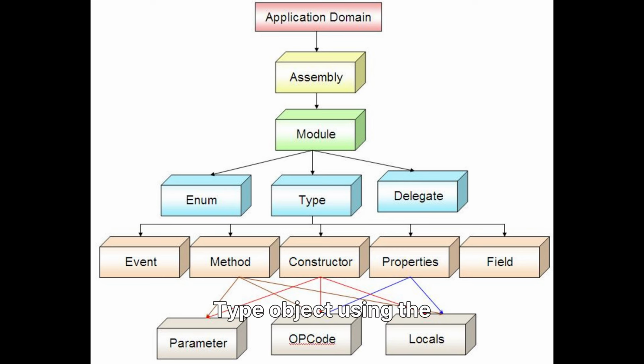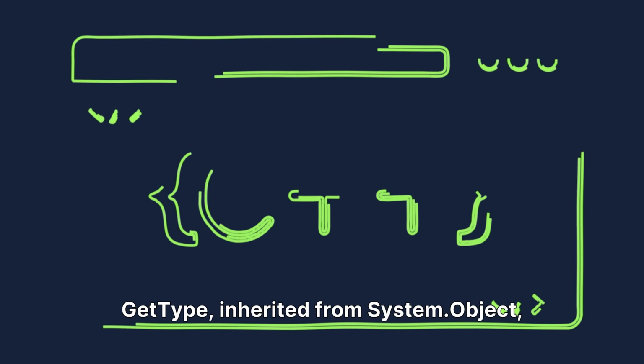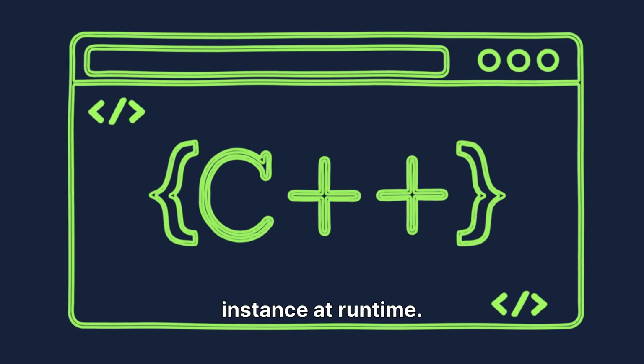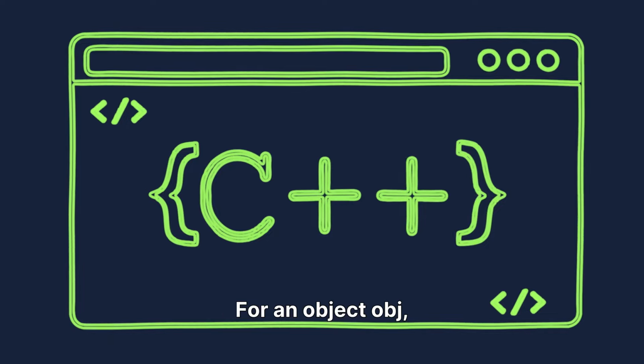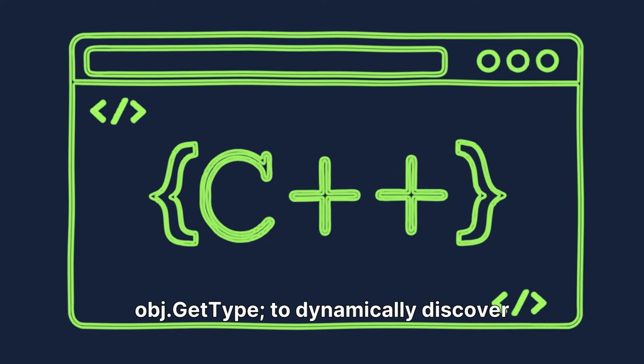You can obtain a Type object using the typeof operator for known types at compile time. For example, Type t = typeof(Program) directly retrieves the Type object for the Program class. The second method uses GetType, inherited from System.Object, to retrieve the Type object for an existing instance at runtime. For an object obj, use Type t = obj.GetType() to dynamically discover its nature.